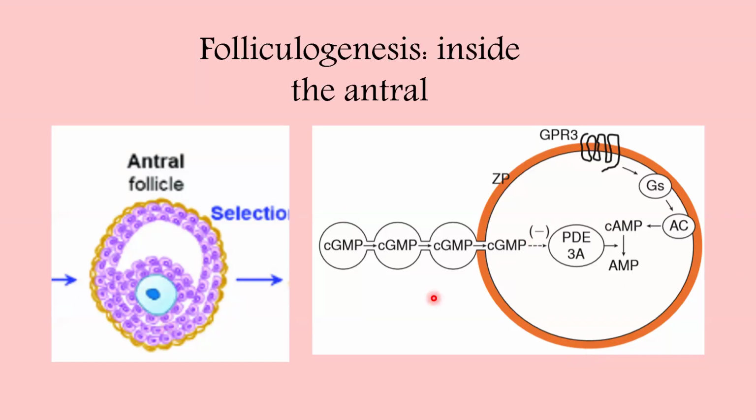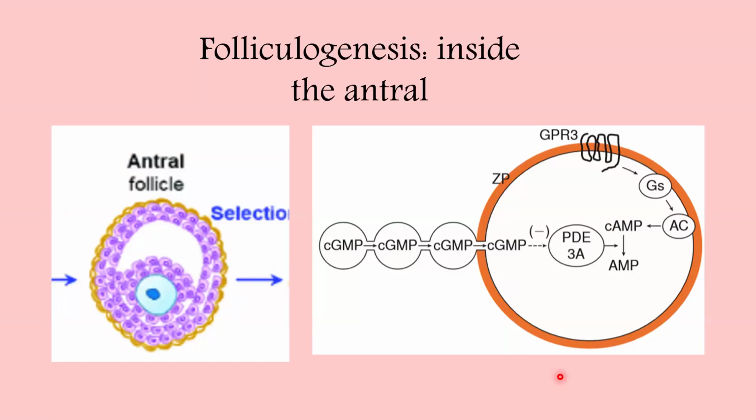So in the antral follicle, the oocyte synthesizes two things that join together and form a complex. These two things are called CDK1 and cyclin B. CDK1 and cyclin B join together, they form a complex. This complex is called MPF. MPF stands for maturation promoting factor. So from the name, this complex promotes meiosis.